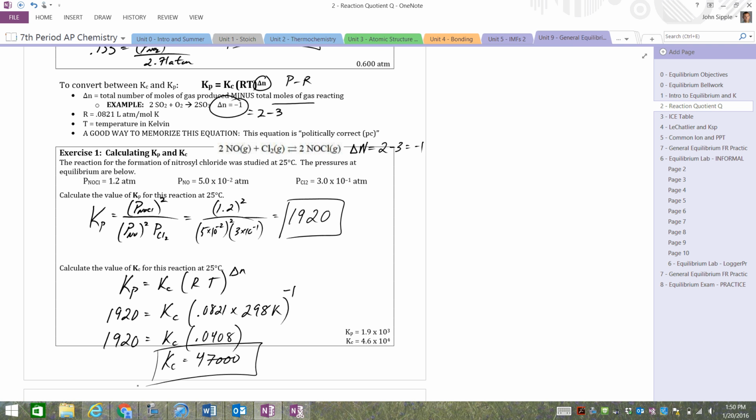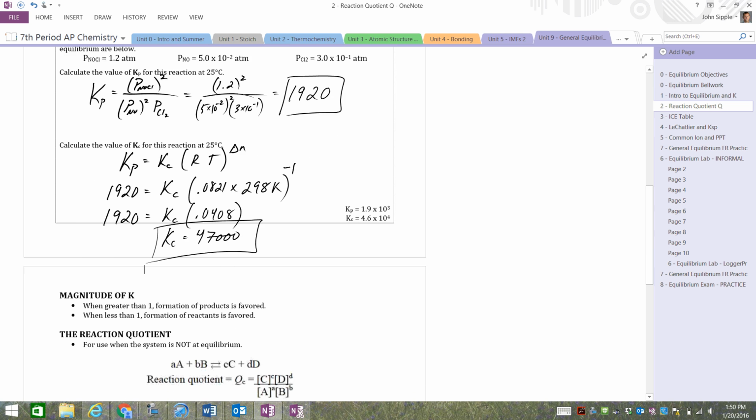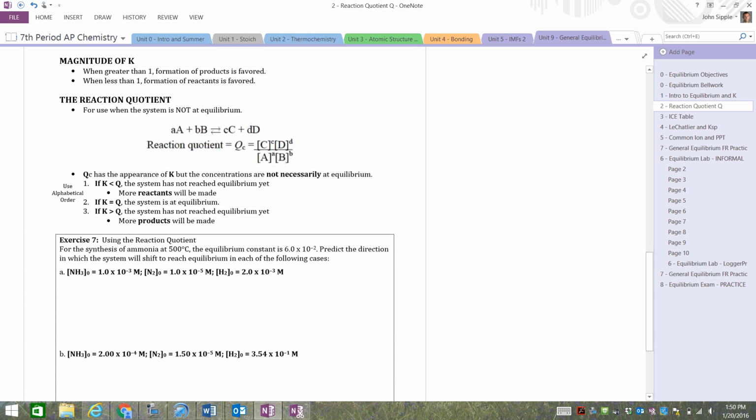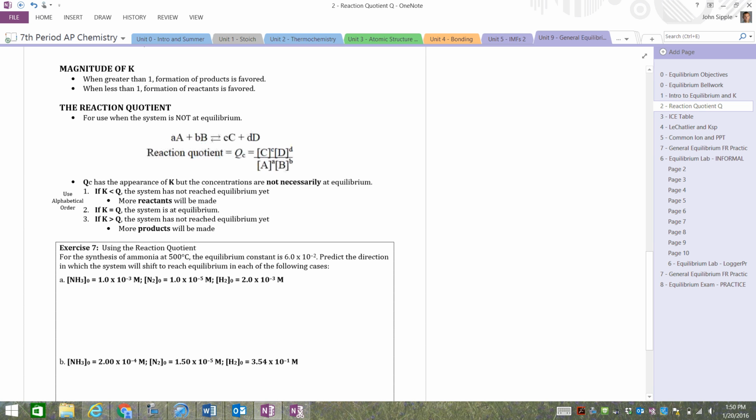Okay, on to the most important part of today, which is this stuff right here. We talked about the magnitude of K yesterday, so that's just something to be aware of when you're looking at K. Greater than 1, products favored; less than 1, reactants favored. But the reaction quotient Q.